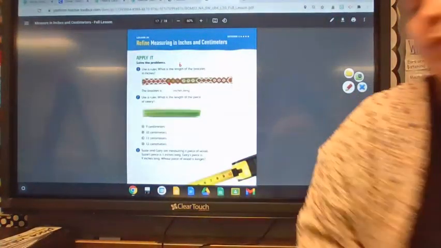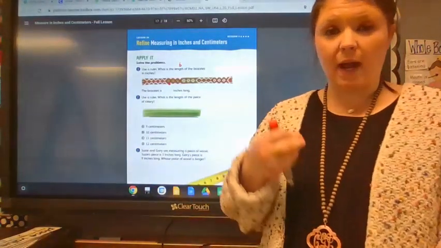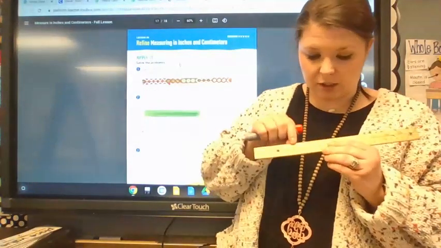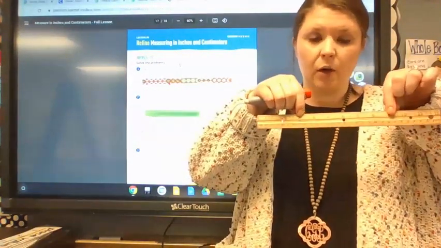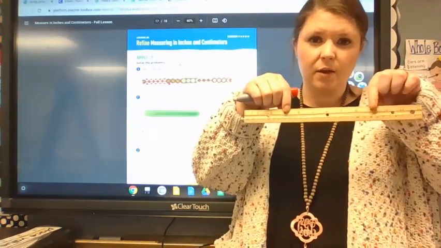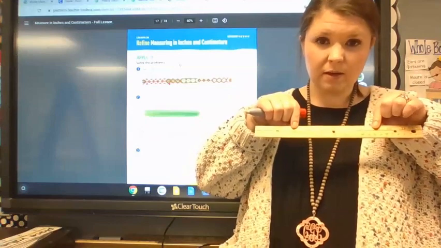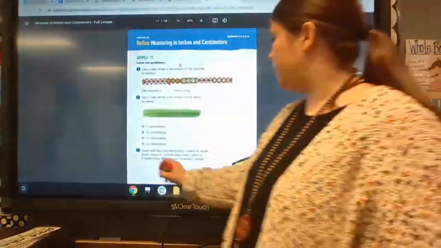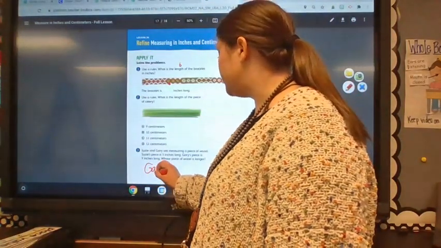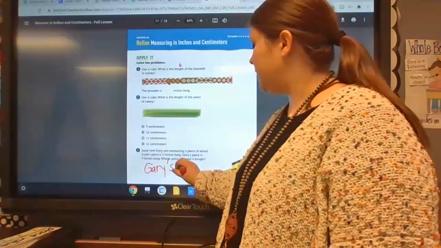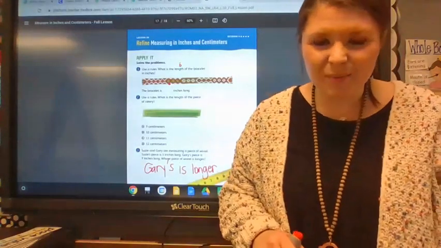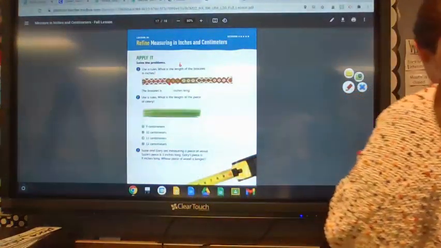All right, so whose piece of wood is longer? 3 inches or 9 inches? Which one's longer? Well, if we compare, here's 3 inches and here is 9 inches. So which one would be longer, 3 inches or 9 inches? A 9-inch item would be longer. So Gary's piece is longer. All right, great job, guys. Kiss your brains.